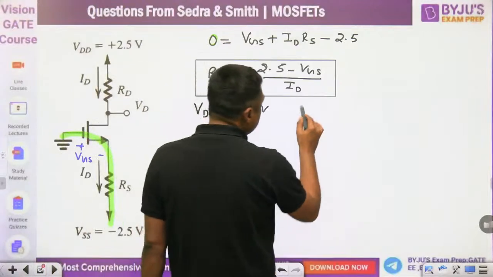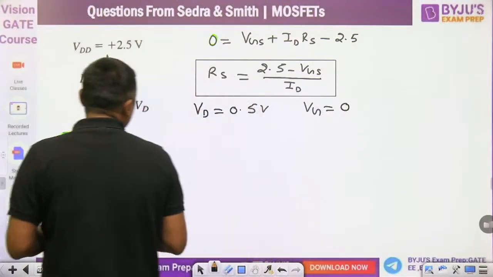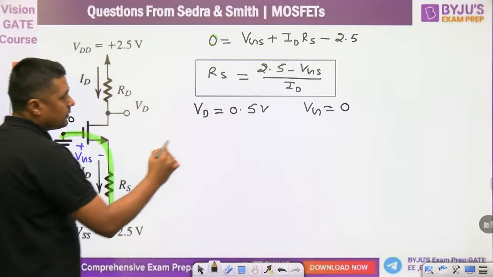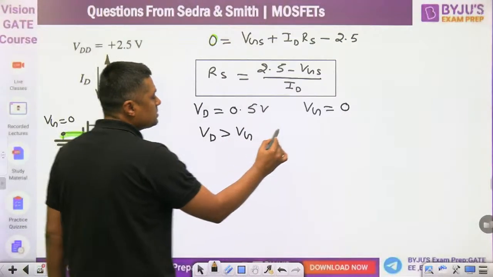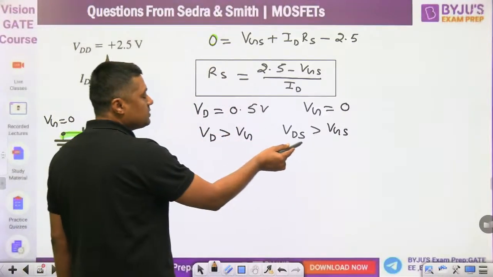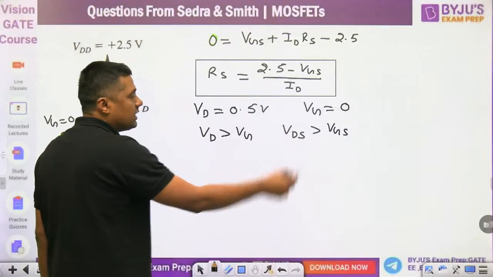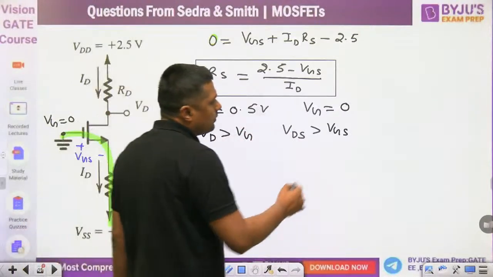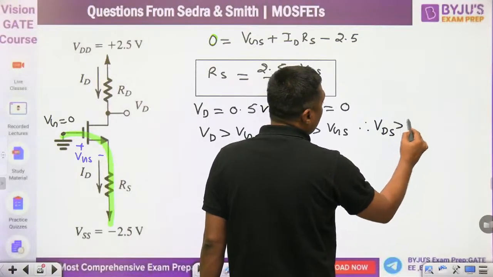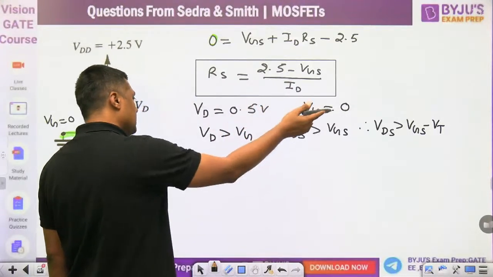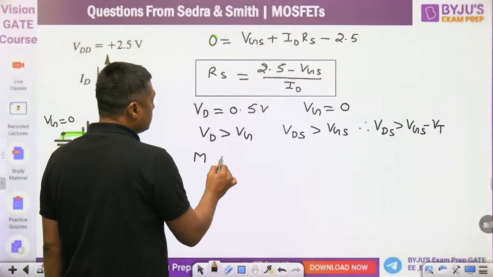Now what is the VG? VG is 0 volt. VD is 0.5 volt. VG is 0 volt. Watch this, this is the 0 volt, connected to ground. So it is visible that VD is greater than VG. If the VD is greater than VG, it means VDS is greater than what? VGS. VD is with respect to ground, VG with respect to ground, VDS is with respect to source. So automatically we can say that VDS is greater than VGS. Therefore VDS is greater than VGS minus VT, 100% sure. If this condition is satisfied, it means the MOSFET is in saturation.